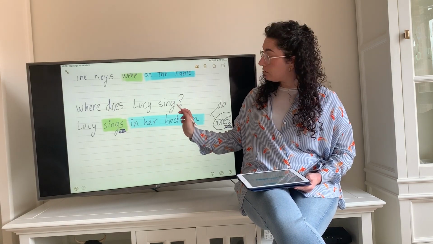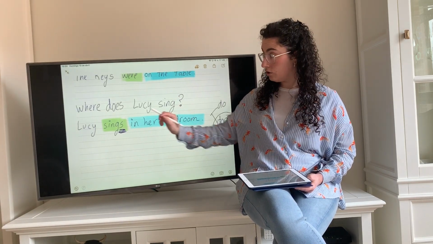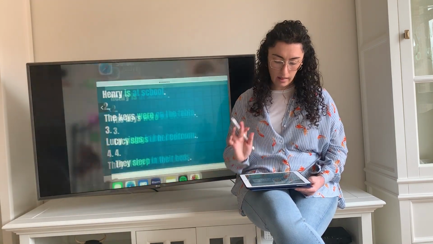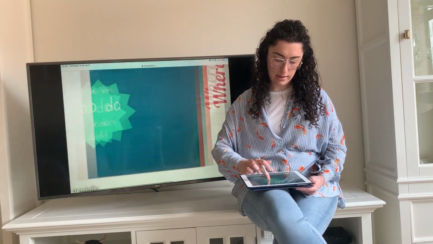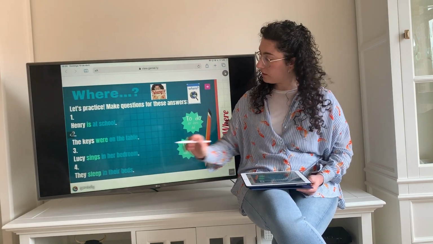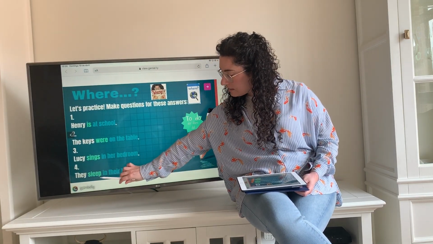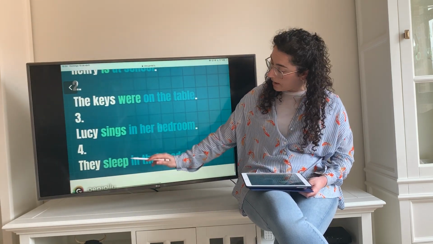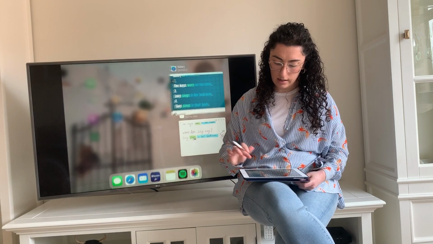Look, here we don't have an S. Why not? Because the S is here. Good? Good. And the last one, okay? The last one. Whoops, sorry about that. Let's go. Number 4 says, they sleep in their beds. Can you see that? They sleep in their beds.